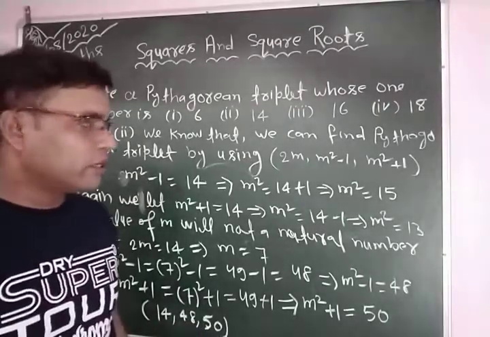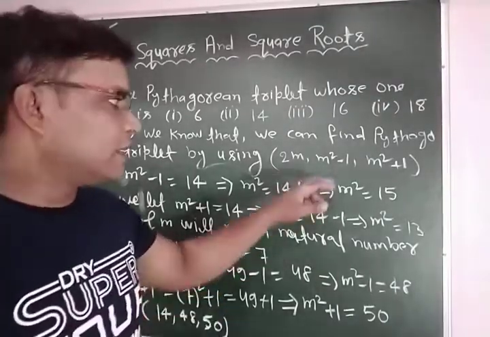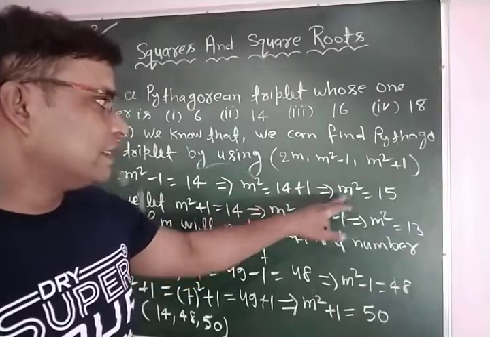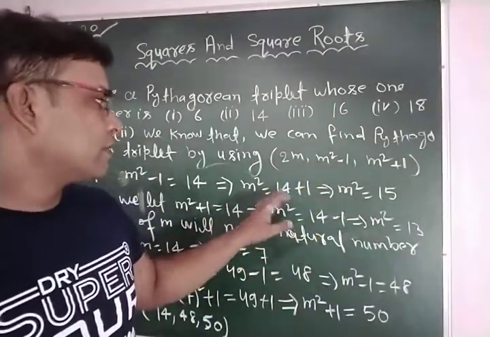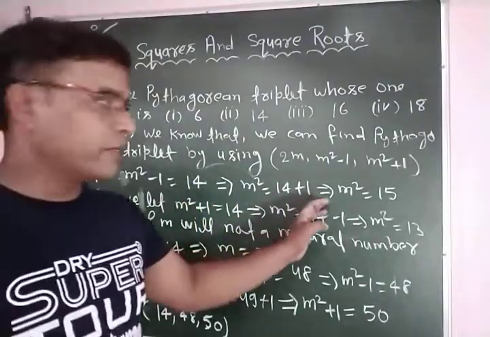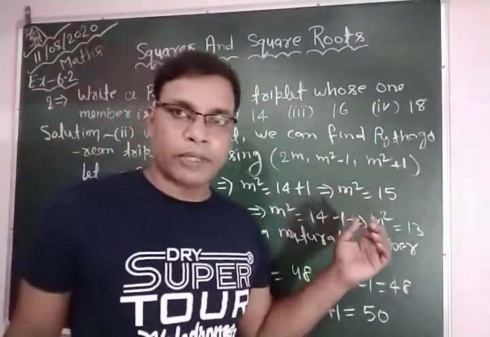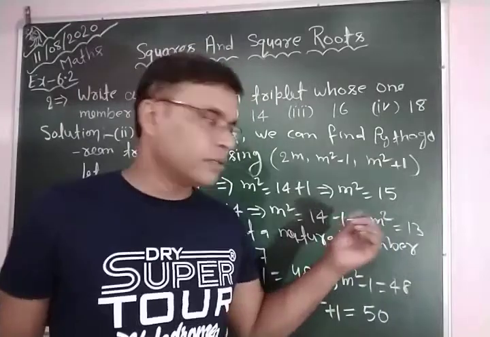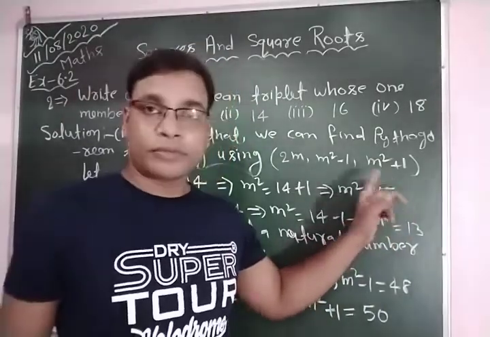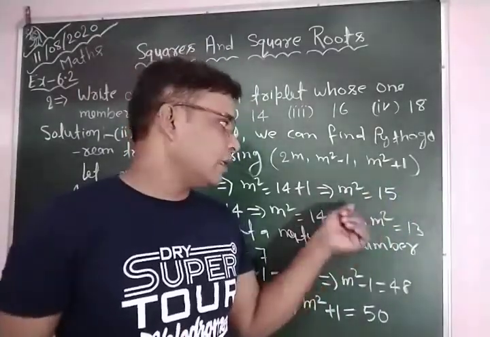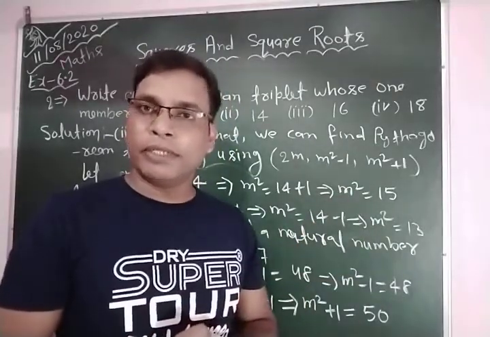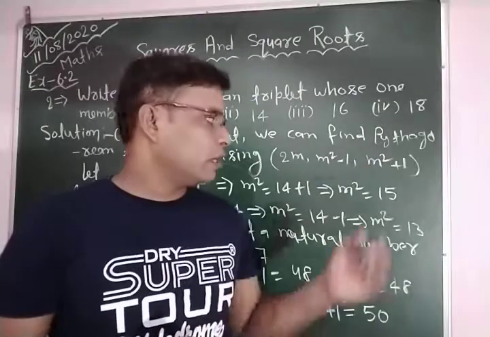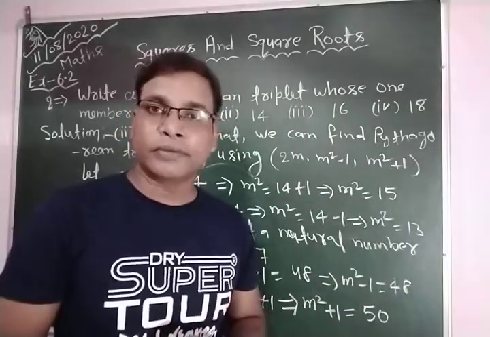Okay, if you want to check, first take m square minus 1 is equal to 14, and we find m square is equal to 15. Okay, 15 is not a perfect square number, but here m square is a square number. It means that this implies that the value of m will not be a natural number.